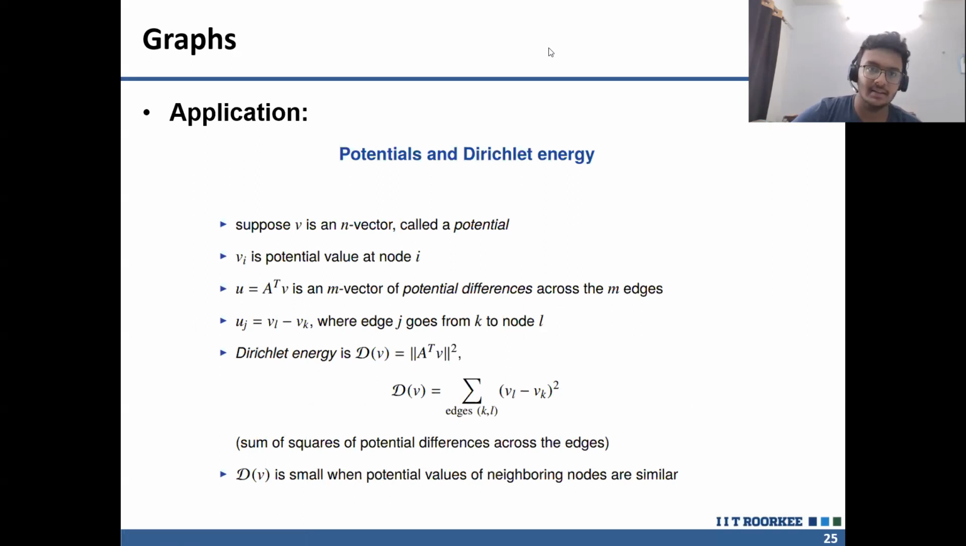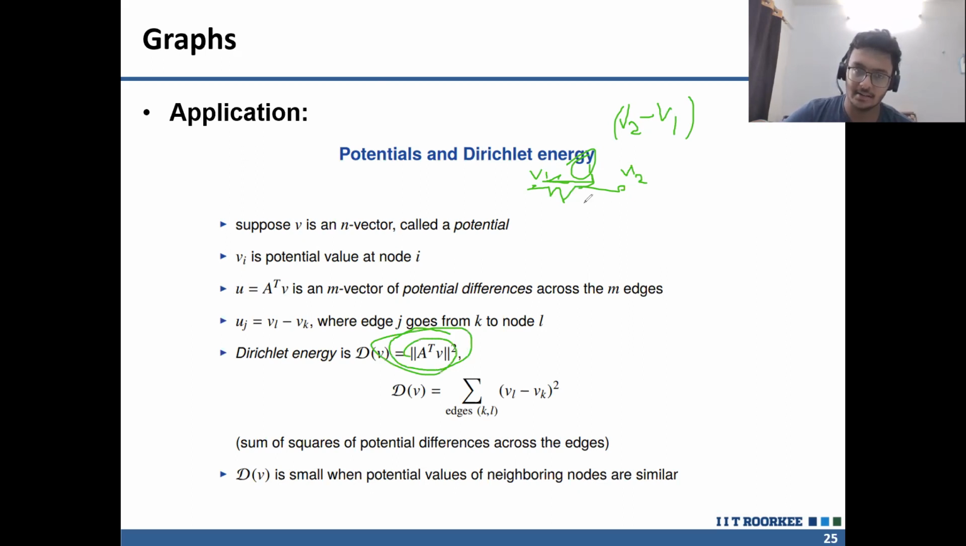Now, the first application is potential and Dirichlet energy. Suppose v is an n-vector called the potential and vi is the potential value at the ith node. So u equal to A transpose v is a vector of potential differences across the edges. So basically, if here the potential is v2 and here the potential is v1, when we multiply A transpose v, we subtract v2 minus v1, the first element, if we consider this as the first edge. So u equal to A transpose v will be the potential difference across this edge.